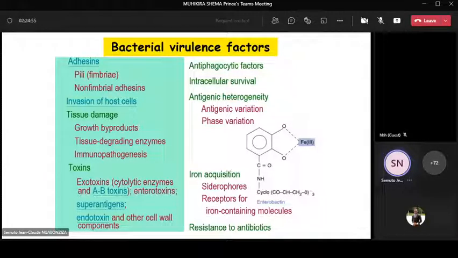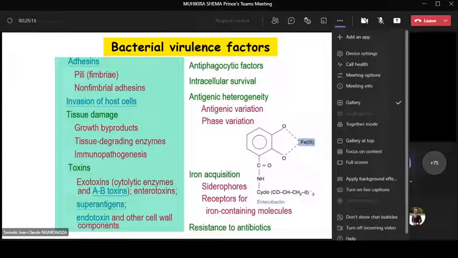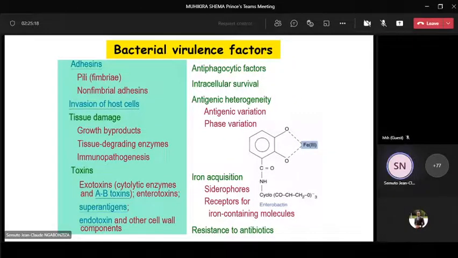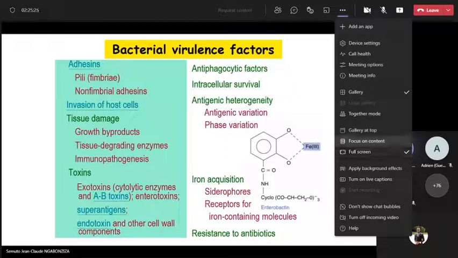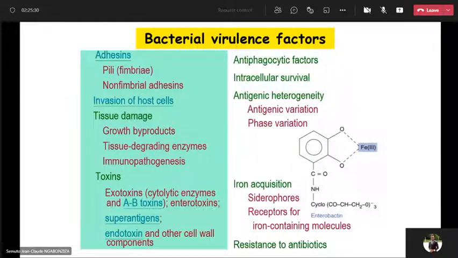So after adhesion, it has to invade the host, it has to get inside the host to damage tissues, either by gross byproduct, like tissue-degrading enzymes. We see some bacteria produce hyaluronidase that destroys the collagen tissues, and immunopathogenesis, like stimulating the immune response. The immune response produced for bacteria will not only select bacteria, it will come and destroy all the environment where the bacteria is located. So it will destroy the host cell, and the destruction of host cell will immediately be linked with the problem.